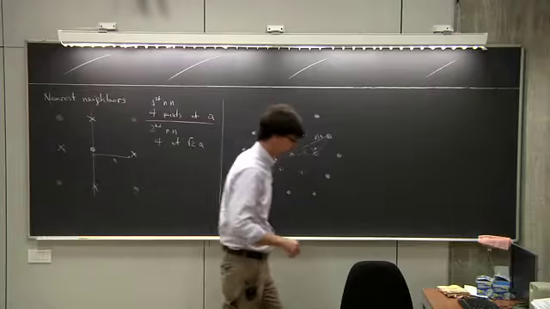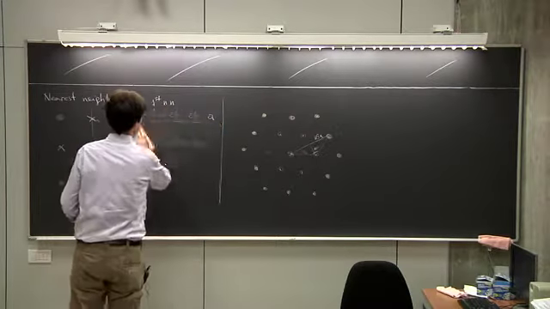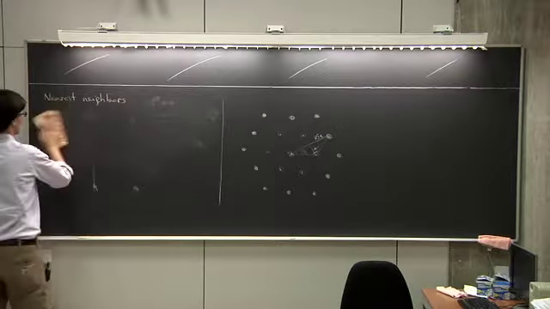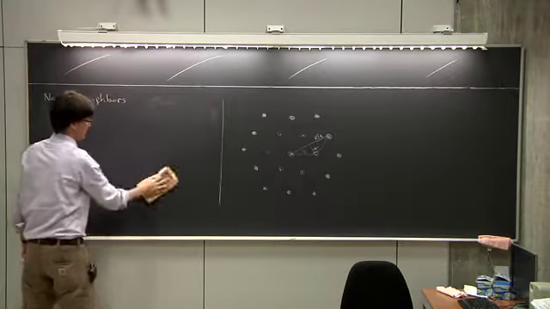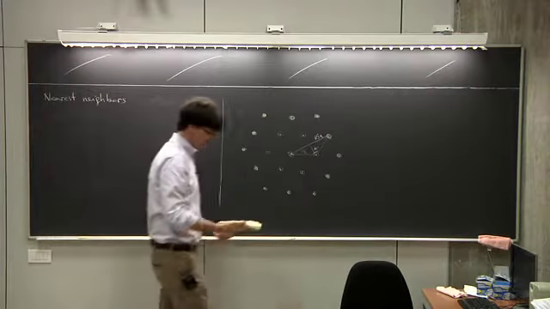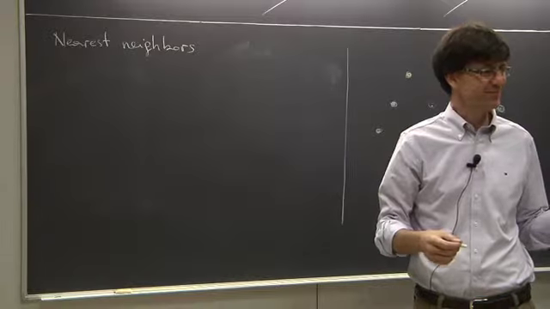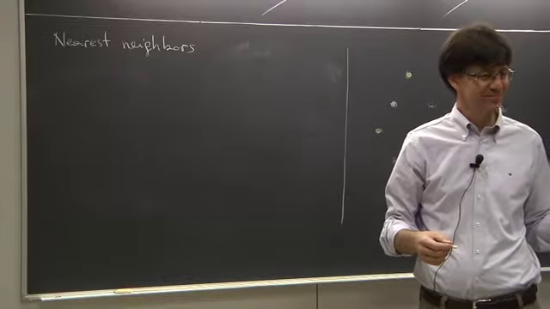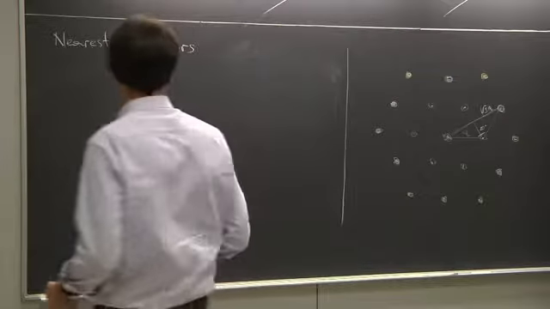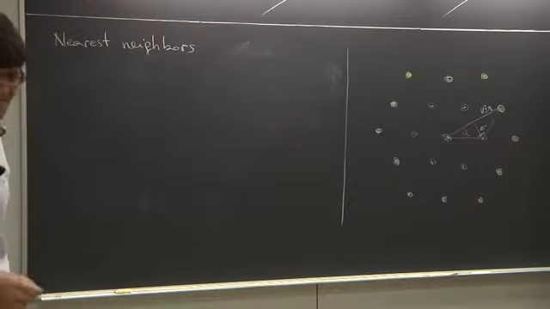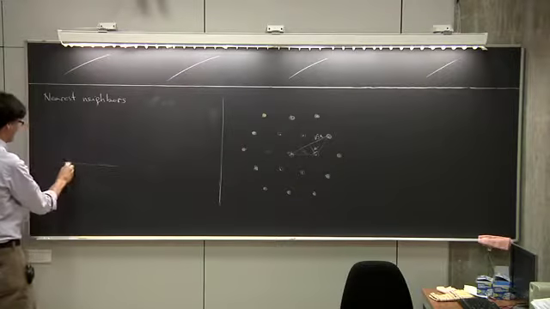All right. More complicated line. Now we go to 3 dimensions. Simple cubic lattice. How many nearest neighbors? 4. Simple cubic. 4 or 6? 6.